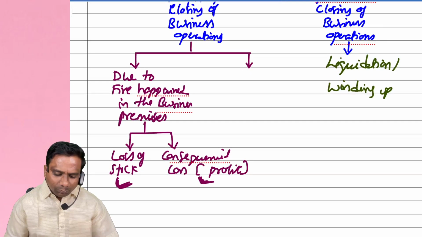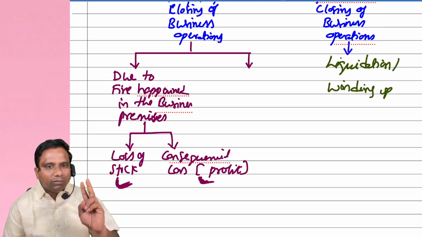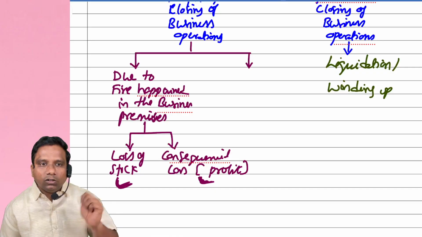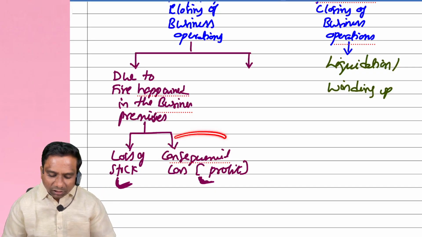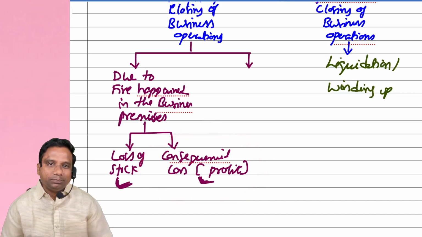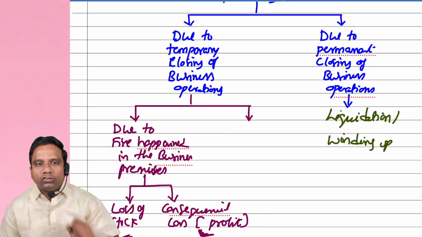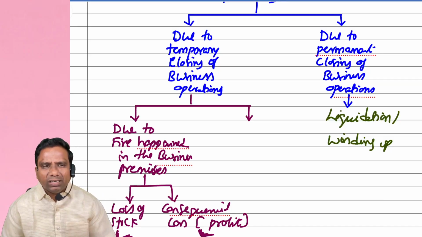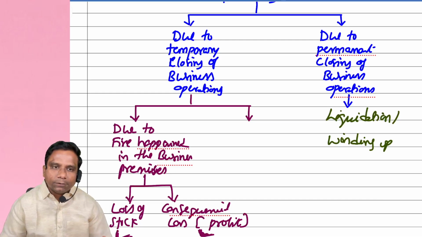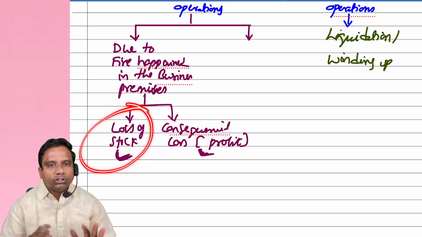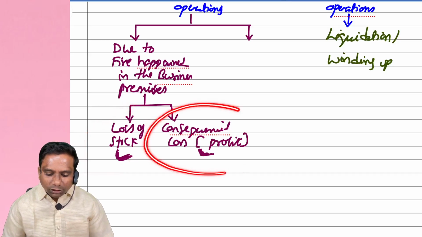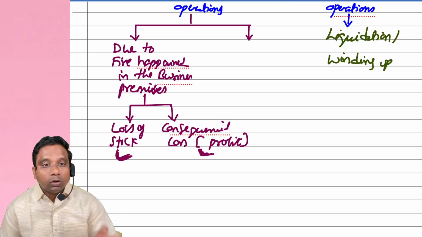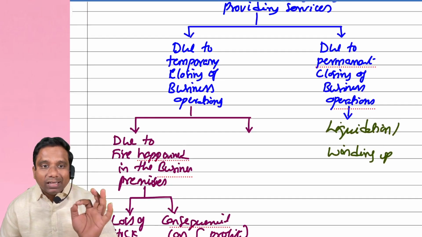Now the concept comes: whenever the building is destroyed, we have two losses. One is loss of stock. It is a direct loss. Then we have another loss, which is nothing but a consequential loss, that is profit. Because here I should stop my business operations temporarily, whatever the time period may be. So the direct loss is loss of stock, but the indirect loss is what? Consequential loss. That is nothing but loss of profit. Why, sir? Because here I stop my business operation.